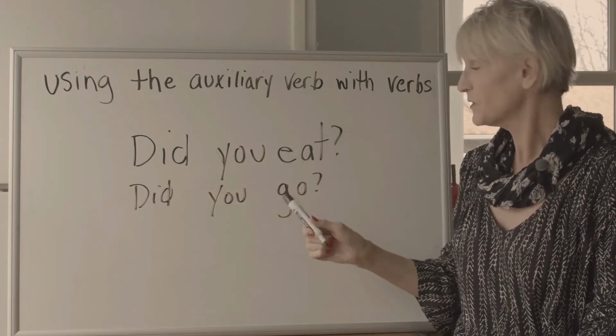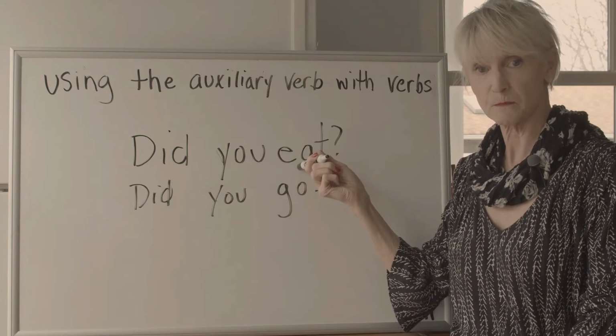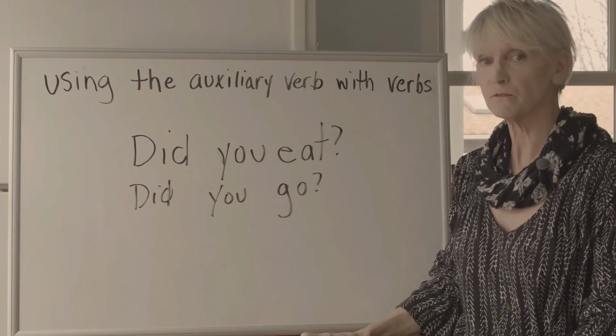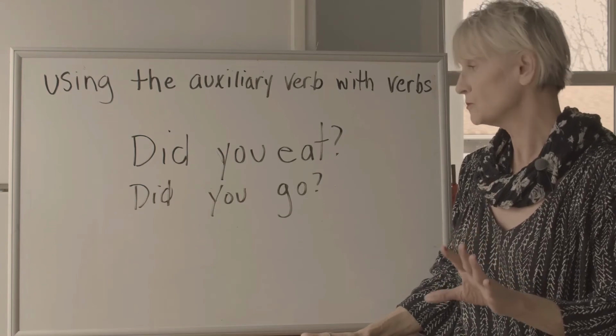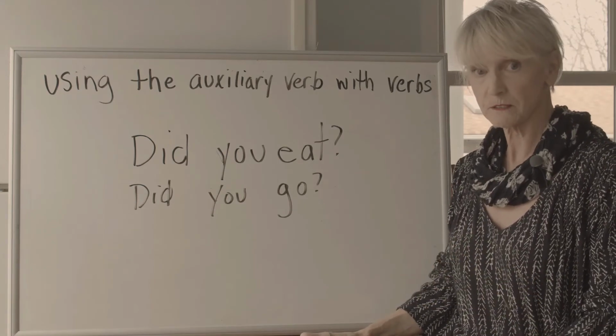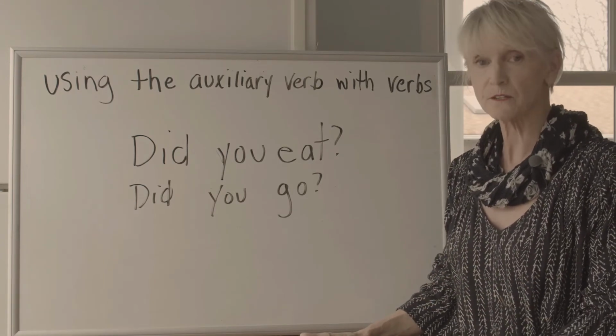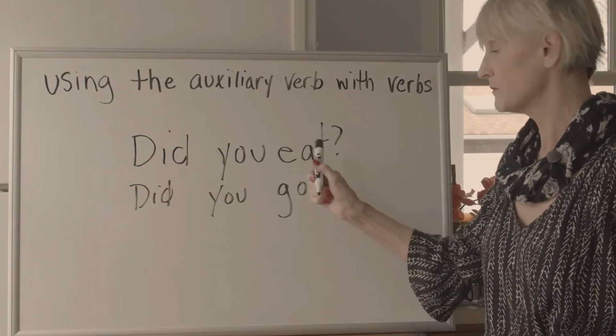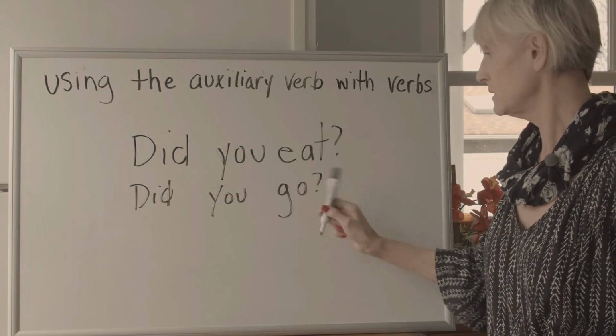But what I want you to notice is that this verb stays in the base form, but we're talking about the past. That can be very confusing. I would like you to do some sentences. Remember, always say your sentences. I would like you to do a sentence with the following verbs.